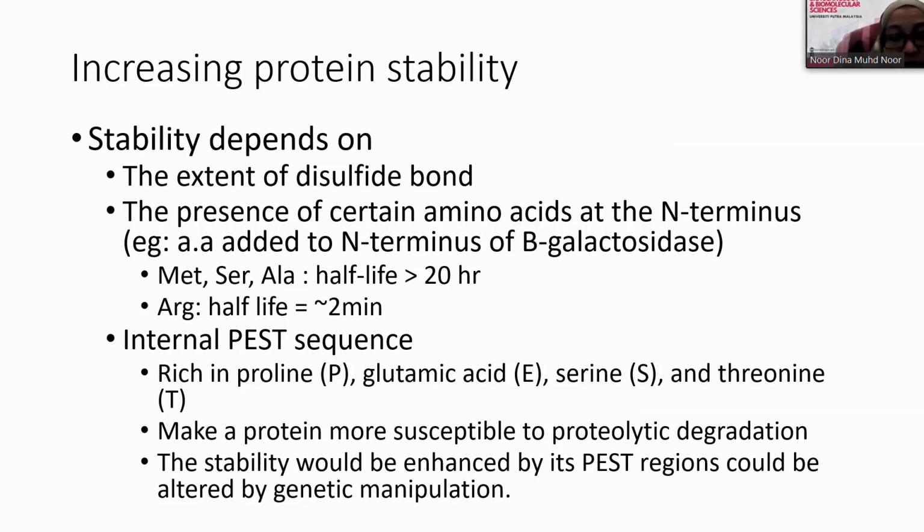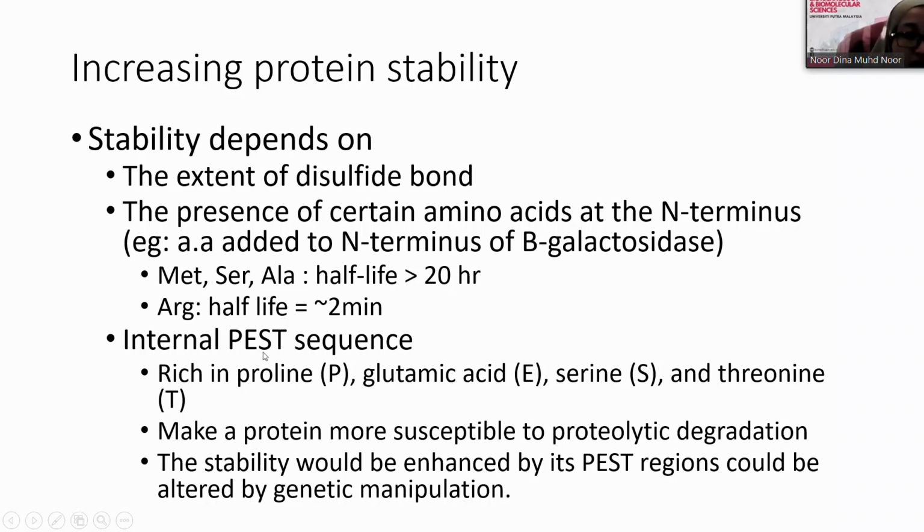Take for example these enzymes, but different enzymes or different proteins, of course, are going to have different content of whatever amino acids they have in the N-terminus. So it depends. But the principle is that if they have this kind of amino acids at the N-terminal, then they are going to have either a longer or shorter half-life, right? And the next one is the internal PAS sequence.